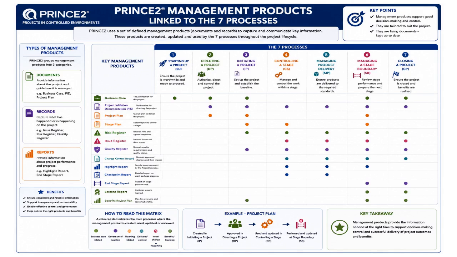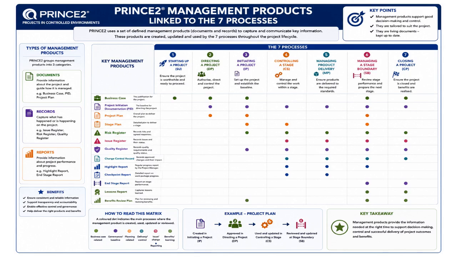The third category is reports. Reports communicate performance and progress information to stakeholders and governance bodies. Examples include highlight reports, checkpoint reports, and end-stage reports. These reports ensure transparency, visibility, and informed decision-making.